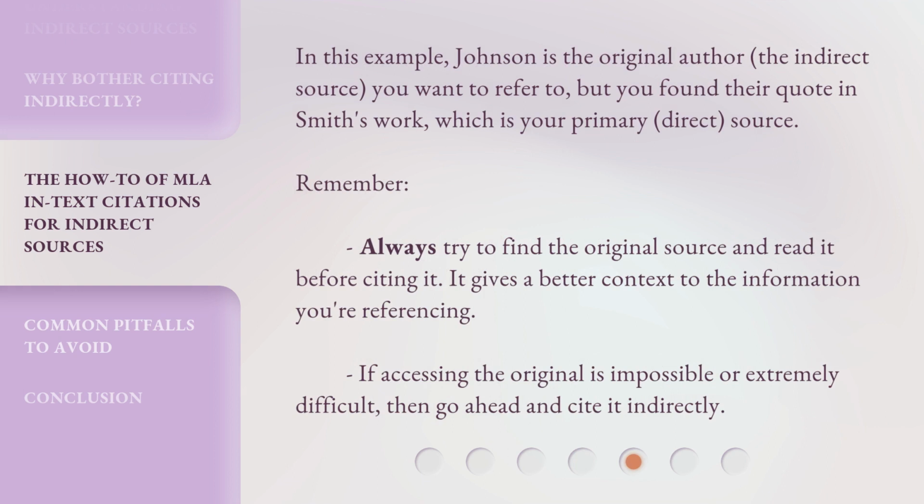In this example, Johnson is the original author, the indirect source you want to refer to, but you found their quote in Smith's work, which is your primary, direct source. Remember, always try to find the original source and read it before citing it. It gives a better context to the information you're referencing. If accessing the original is impossible or extremely difficult, then go ahead and cite it indirectly.